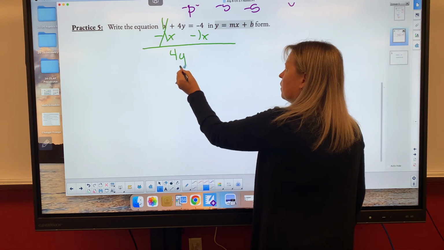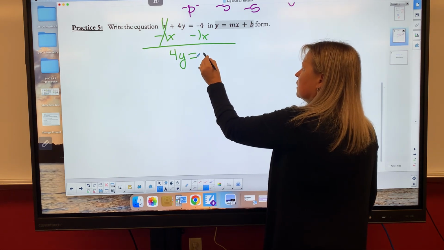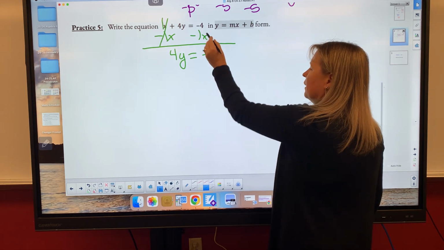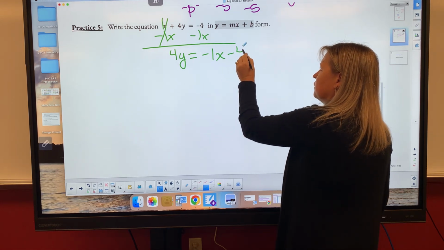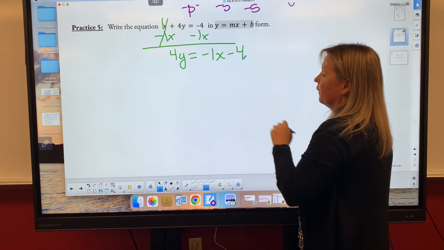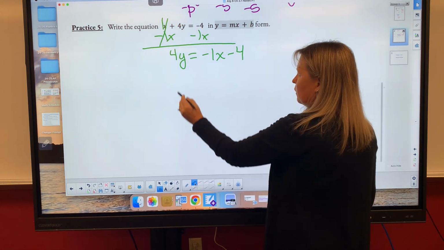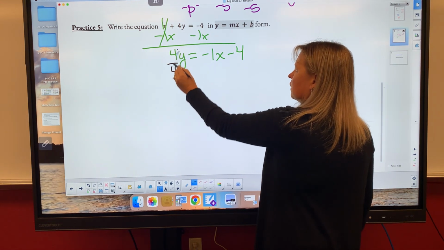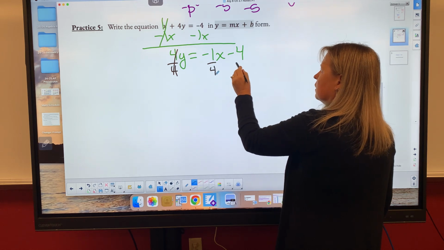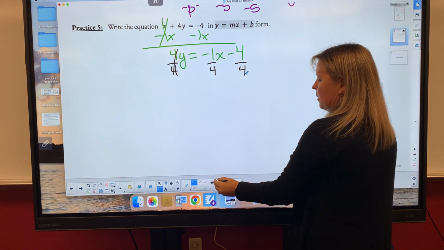So we're going to go 4y equals -1x, subtract 4 because it's a -4. And again, we wrote our x first. Divide by 4 three times. 1, 2, 3. And I purposely set this up.